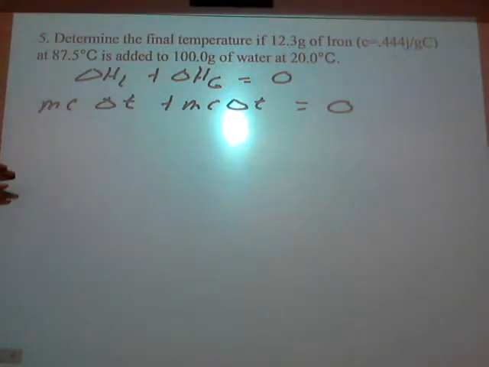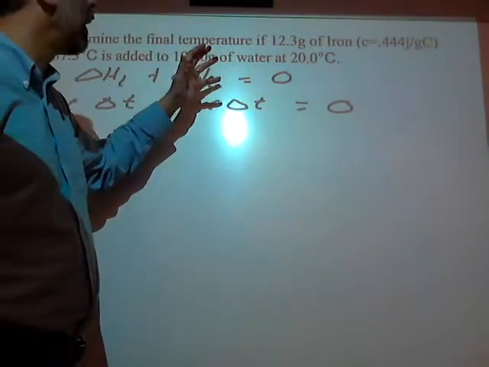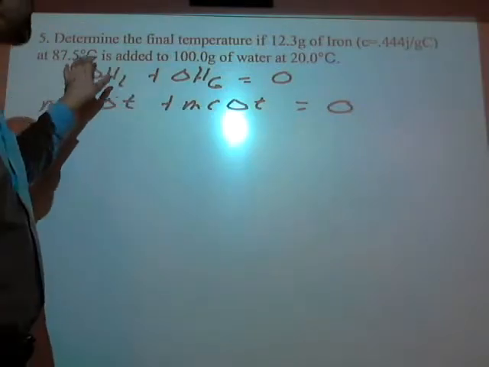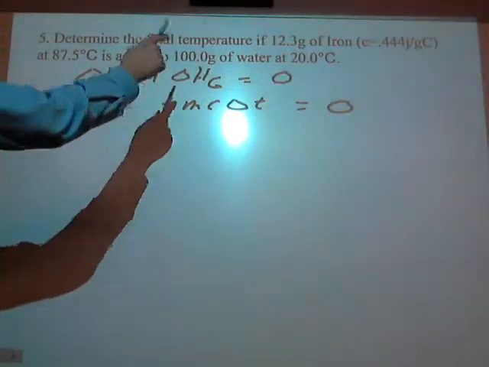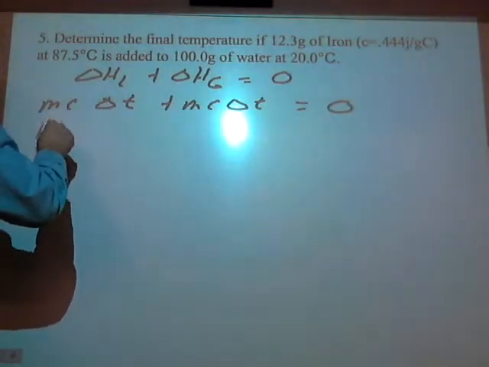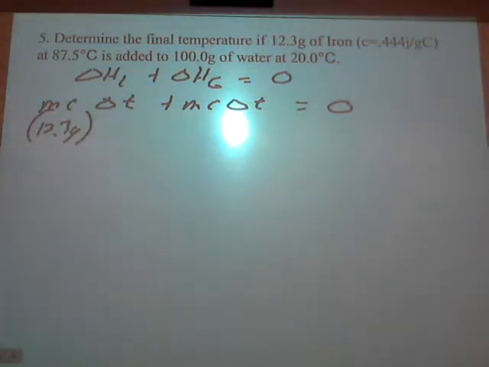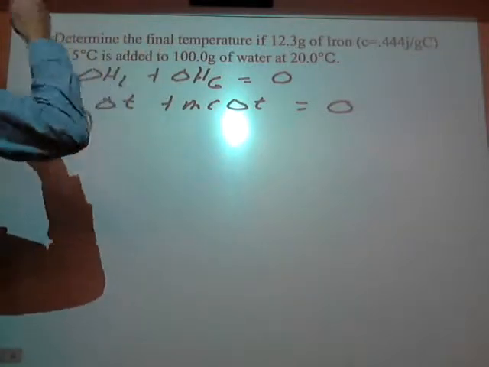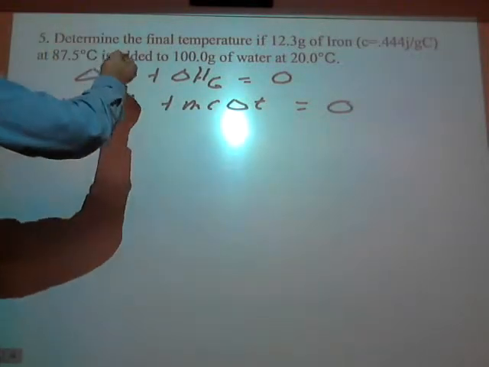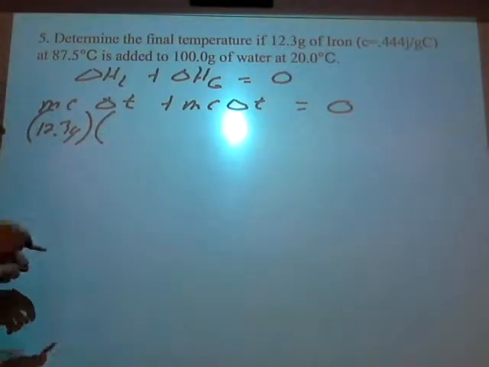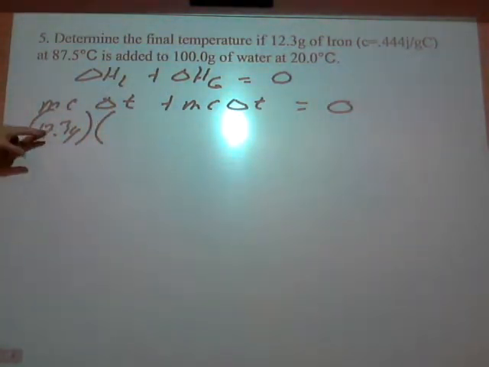All right, first of all, the one that's losing energy would be the hot one. Which one was hot? 87.5 versus 20, the 87.5. That's going to be 12.3 grams of iron. So I'm dropping 12.3 grams of iron into cold water, and I'm going to see what happens. Try to figure out what the final temperature is going to be. The specific heat of the 12.3 grams of iron is told to you, 0.444.